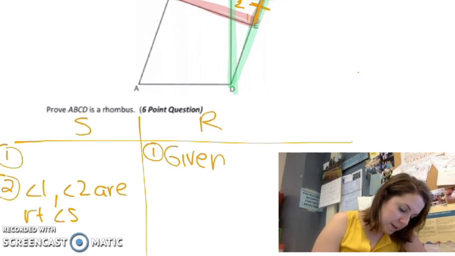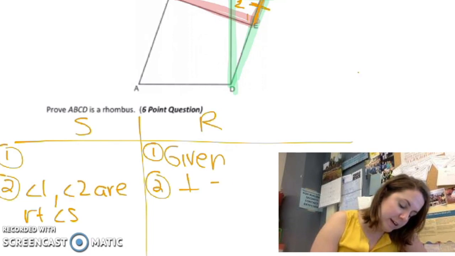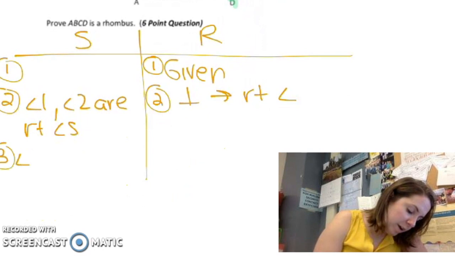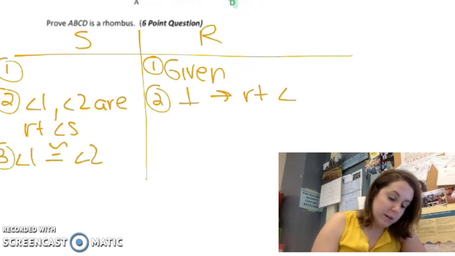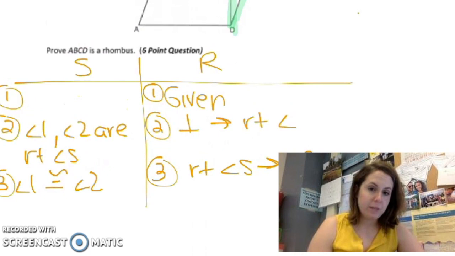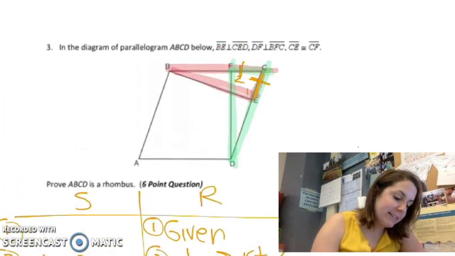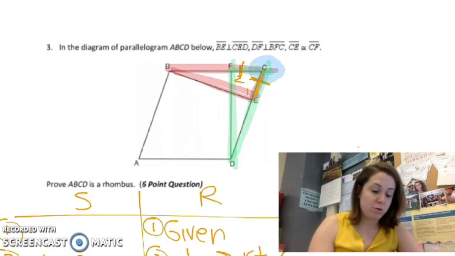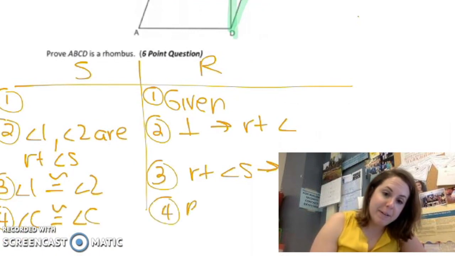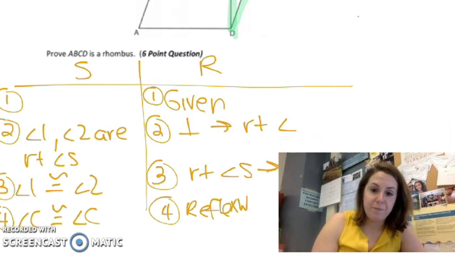Because perpendicular implies right angle. And then I can say angle 1 is congruent to angle 2 because all right angles are congruent angles. So now what else can I show? What I see here is that I have an overlapping angle. This angle C is in both of those triangles. And so what I can say here is angle C is congruent to itself. And anytime that happens, that's by reflexive property.